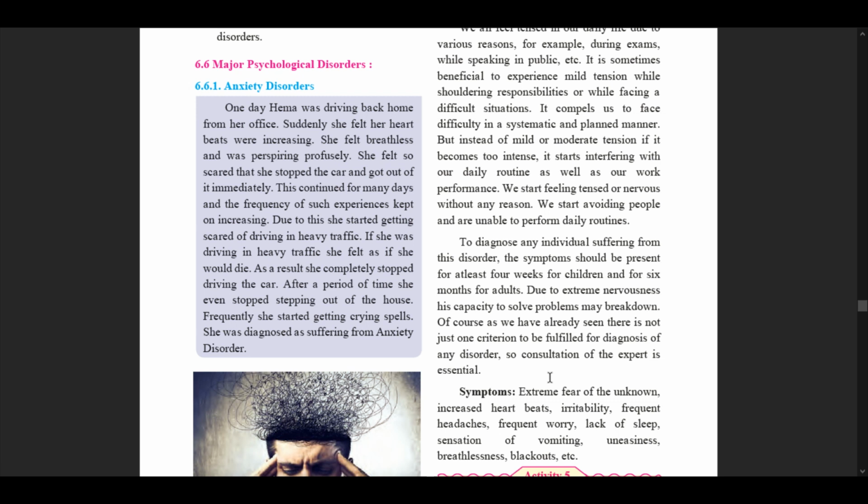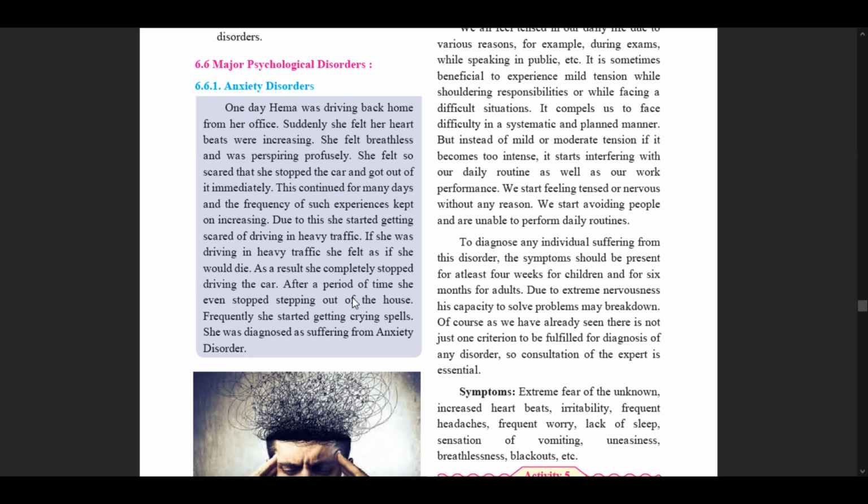Due to extreme nervousness, his or her capacity to solve problems may break down. Of course, as we have already seen, there is just one criterion to be fulfilled for diagnosis of any disorder. So consultation of the expert is essential. Any psychologist or psychiatric expert would be helpful, and his or her suggestions or advice would be much preferred over drawing any conclusions yourself.